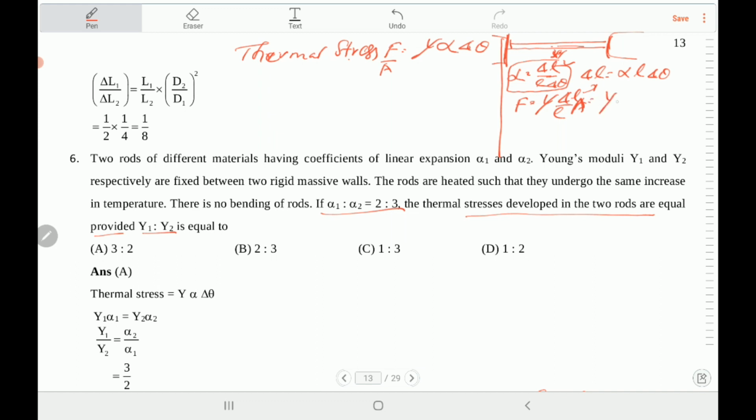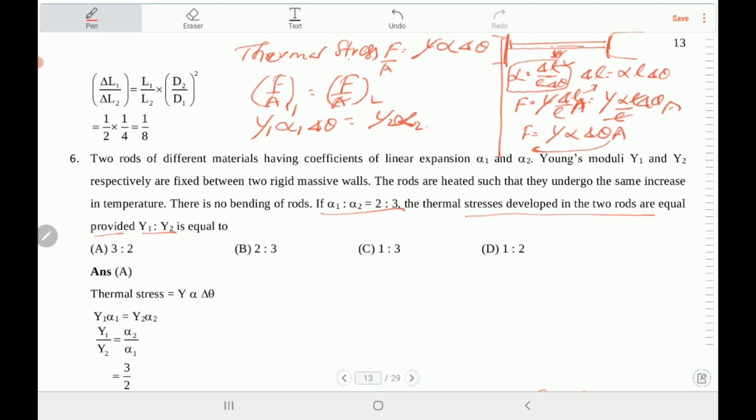What is delta L? Y times alpha L delta theta divided by L. It cancels, area remaining. So you are left with for force Y alpha delta theta change in temperature into area. Now you divide area, it becomes thermal stress. Thermal stress for both the materials, F by A for material 1 is equal to F by A for material 2. That's it. So you can write Y1 alpha 1 delta theta that equal to Y2 alpha 2 delta theta.